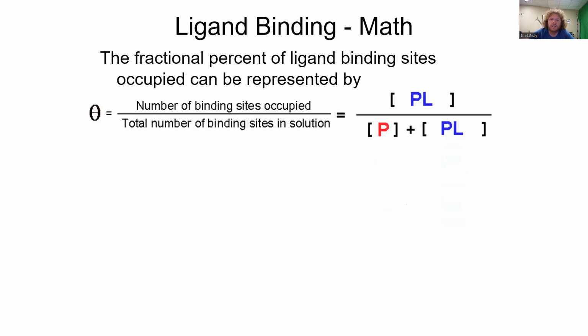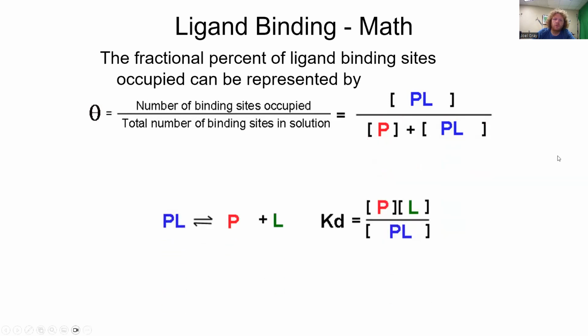And that's where we get this equation right here. The protein ligand complex concentration is divided by the free protein plus the protein ligand complex, because the binding sites are either going to be open and accessible, in which case we look at the concentration of free protein, or they're going to be a part of the PL complex.